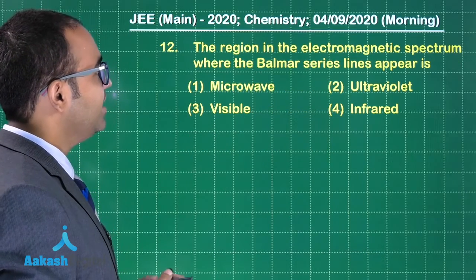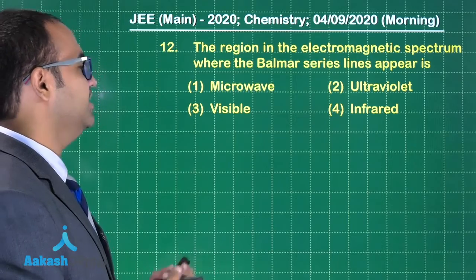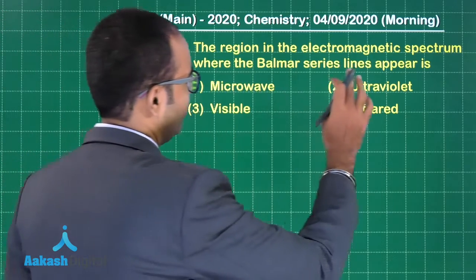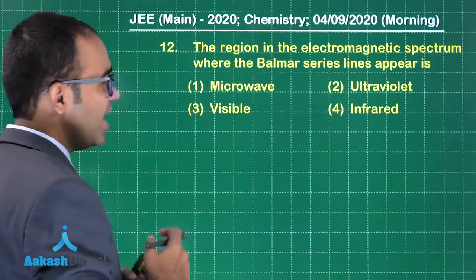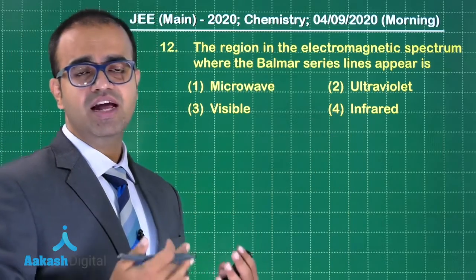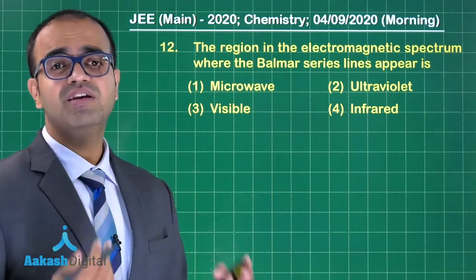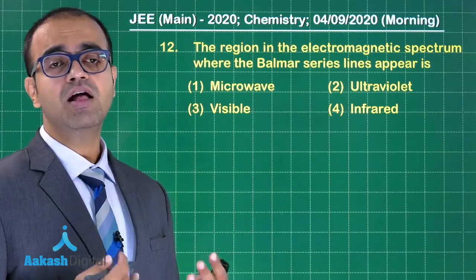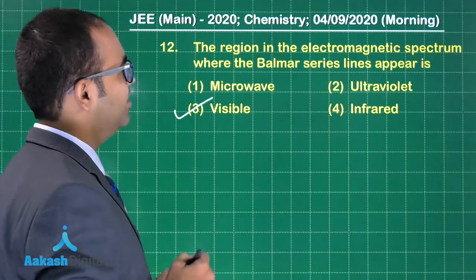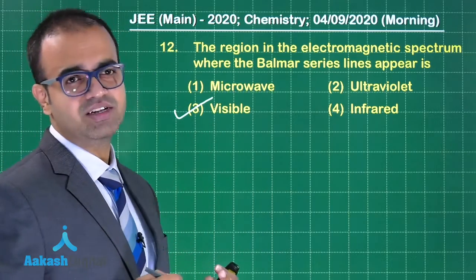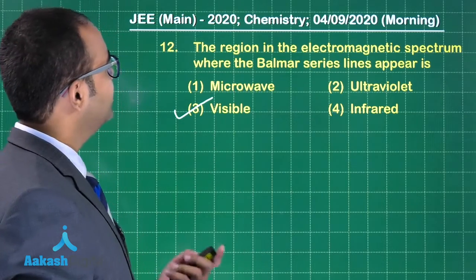The region in the electromagnetic spectrum where Balmer lines appear is microwave, ultraviolet, visible, infrared. So where does Balmer line appear in the electromagnetic spectrum, guys? It appears in the visible region of the spectrum. It appears where? In the visible region. So answer is option 3, guys. Very easy question, guys. Second chapter, hydrogen spectrum. Okay, let us move on.